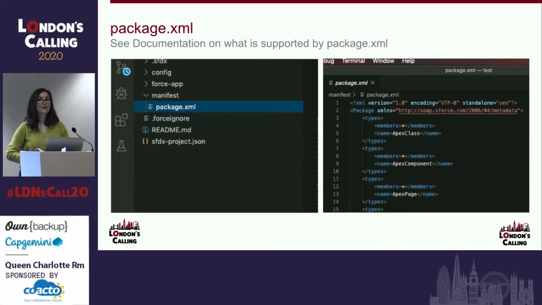As well, very, very important is the power of the package.xml. Whatever package.xml supports is whatever you can actually retrieve and deploy to your org. And you can have Apex classes, of course. You can have custom objects and quite anything that you can find in the documentation for it.